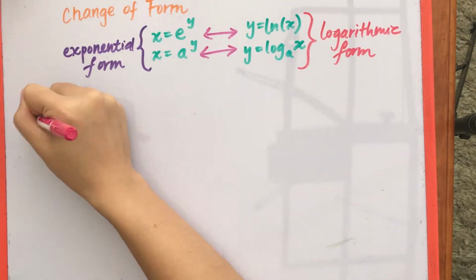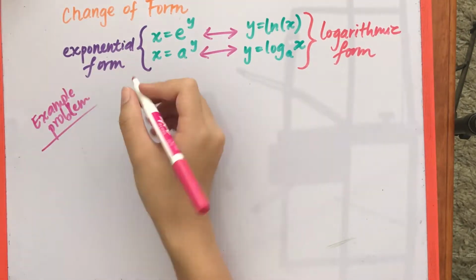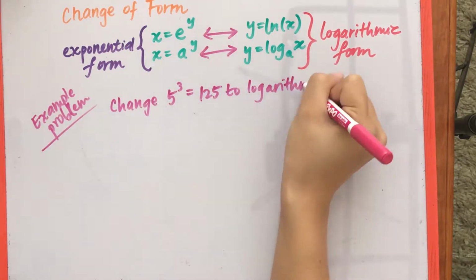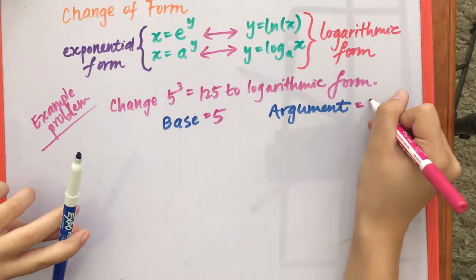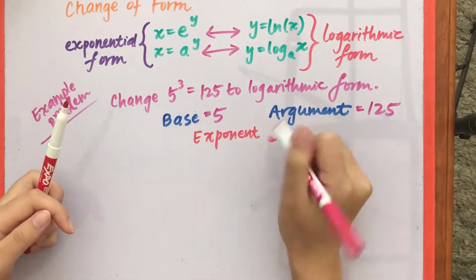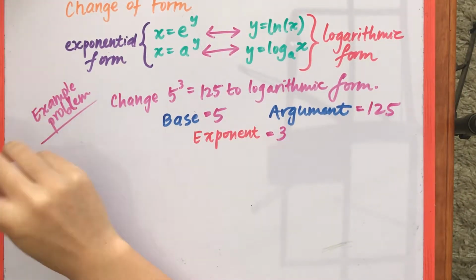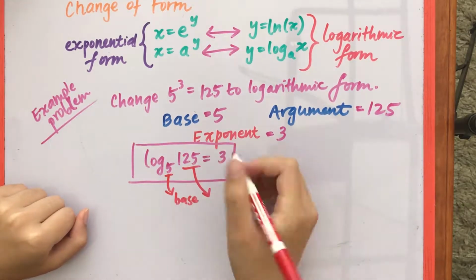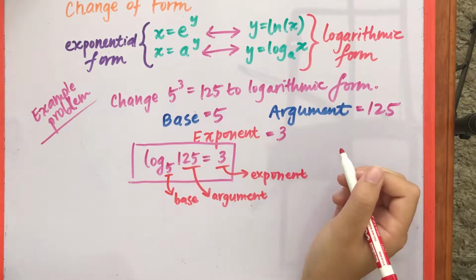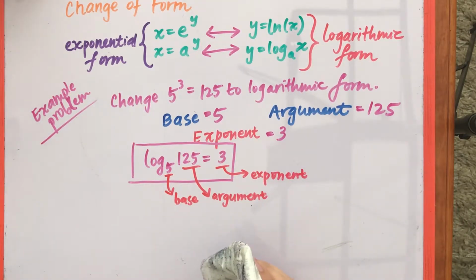For example, if you have the problem, change 5 cubed equals 125 to logarithmic form. The base is 5, the argument equals 125, and the exponent is 3. So to change to logarithmic form, you would make it log base 5 of 125, which is the argument, equals 3, which is the exponent.